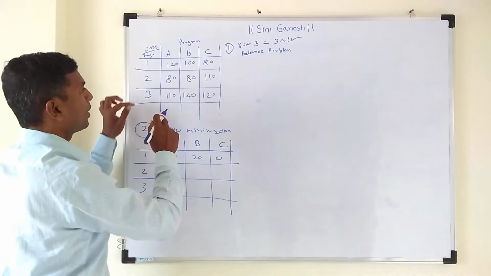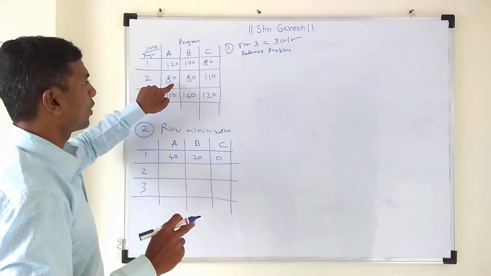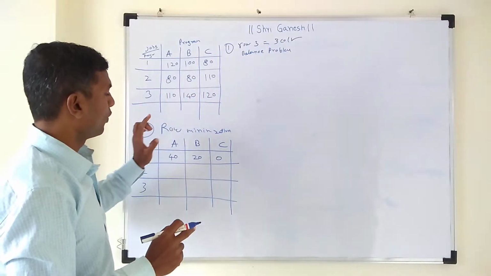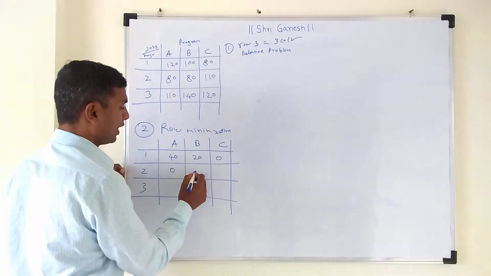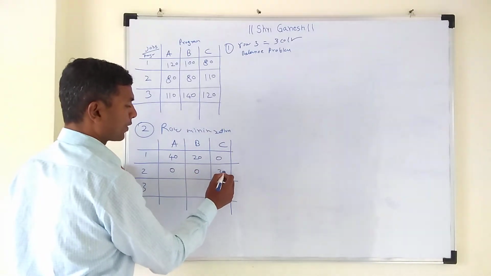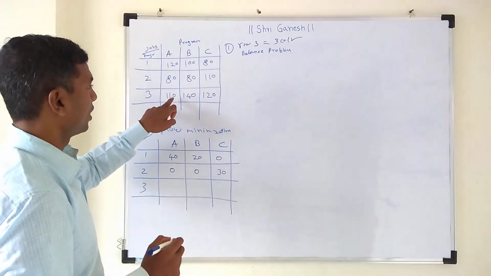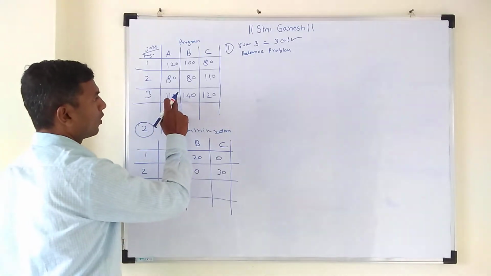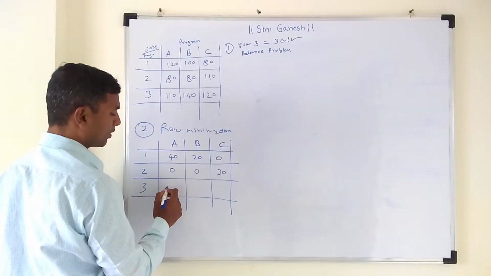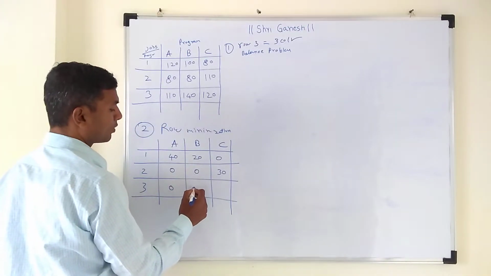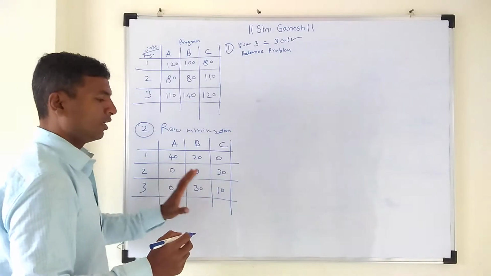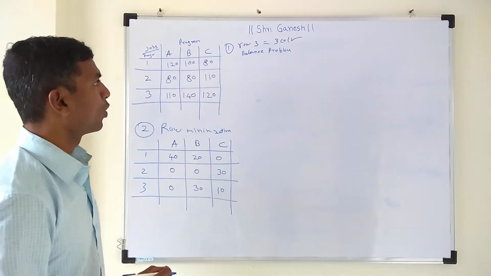The same thing we have to apply for the second row. The second row values are 80, 80 and 110. The lowest is 80, so 80 minus 80 is 0, 80 minus 80 is 0, 110 minus 80 is 30. Again we come to the third row. In the third row the lowest value is 110, so 110 minus 110 is 0, 140 minus 110 is 30, 120 minus 110 is 10. So this is our second step, row minimization.